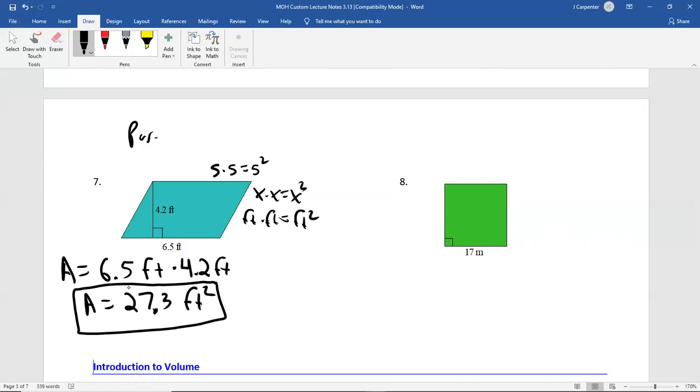All right, finally 8. This side, they only wrote one of the sides. So they're trying to say that they're all the same, which makes this a square. Now, if I wanted the perimeter, I'd add all these, but that's not the case. I want the area. And we said that formula was just the length squared, or the side squared. You could also call this a rectangle and do 17 times 17. It's literally the same thing as 17 squared. 17 times 17, that's 289. And then meters squared.